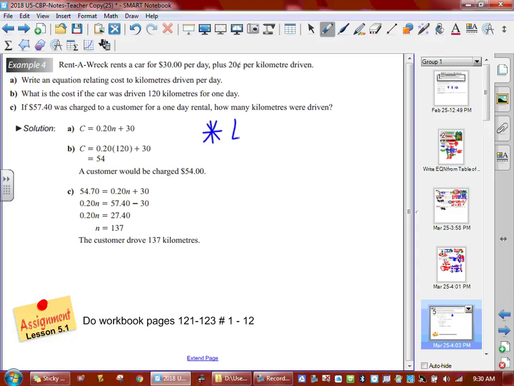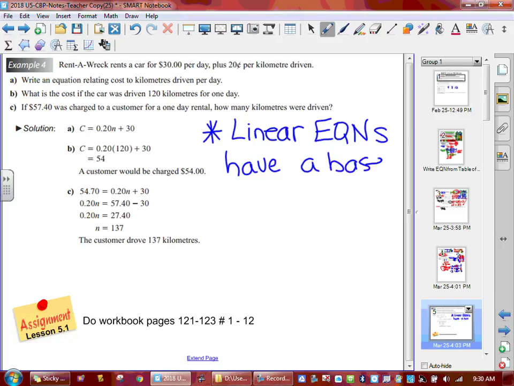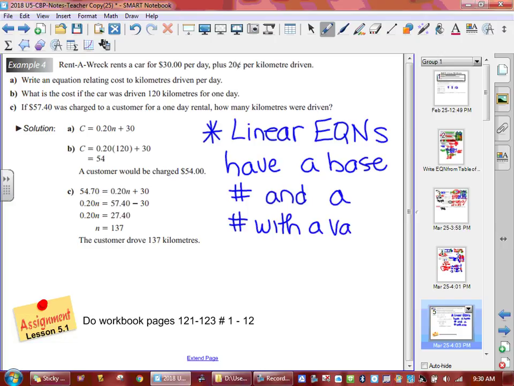So, linear equations have a base number and a number with a variable. Always, always. So we're going to find something that's got a base number that doesn't have a variable, and then we're going to have a number with a variable. Okay? That's what all the linear equations we're going to be dealing with have.